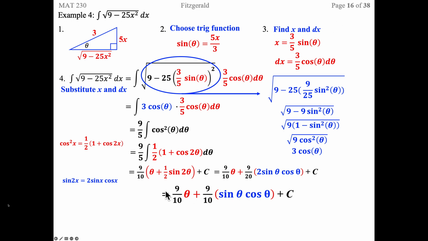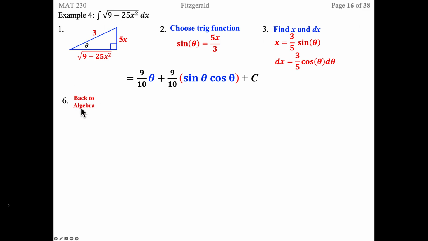Now, that's a lot of work so far. Again, we're not done. We still haven't done the last step of 6. We got to turn this back into algebra. So sine theta, cosine theta. Look at my triangle. Sine theta is 5x over 3. Cosine is the square root of 9 minus 25x squared over 3. But theta, good question. What am I going to do with this? To solve for theta, go back to step 2.